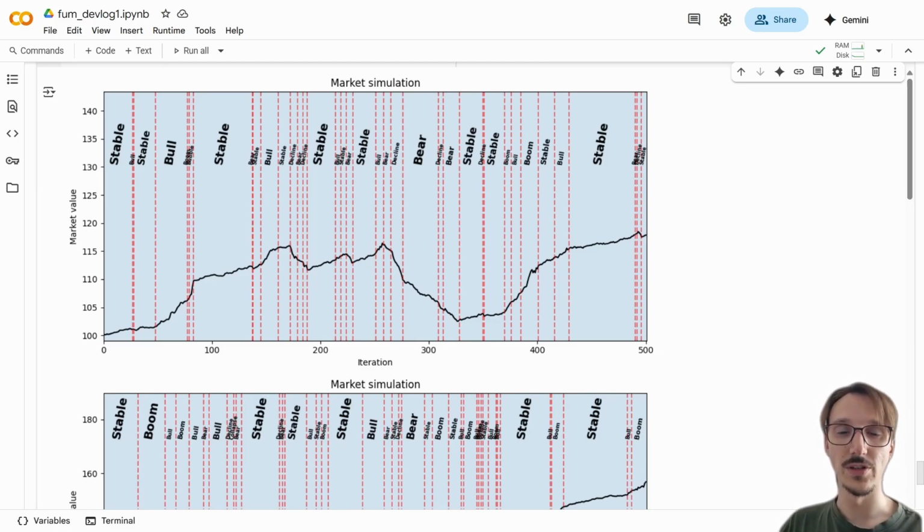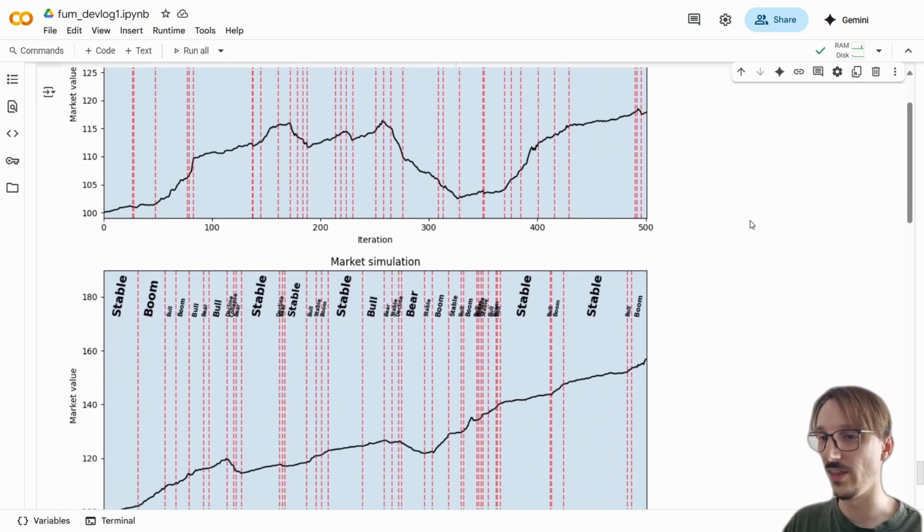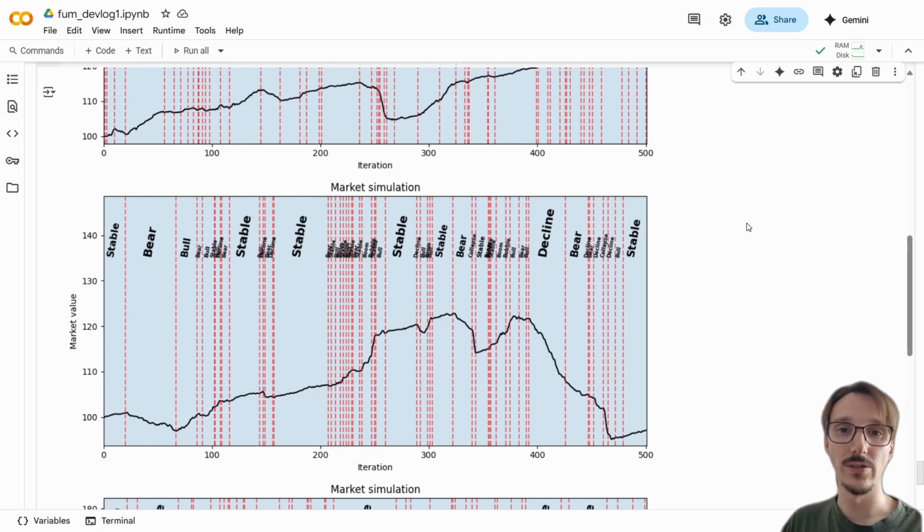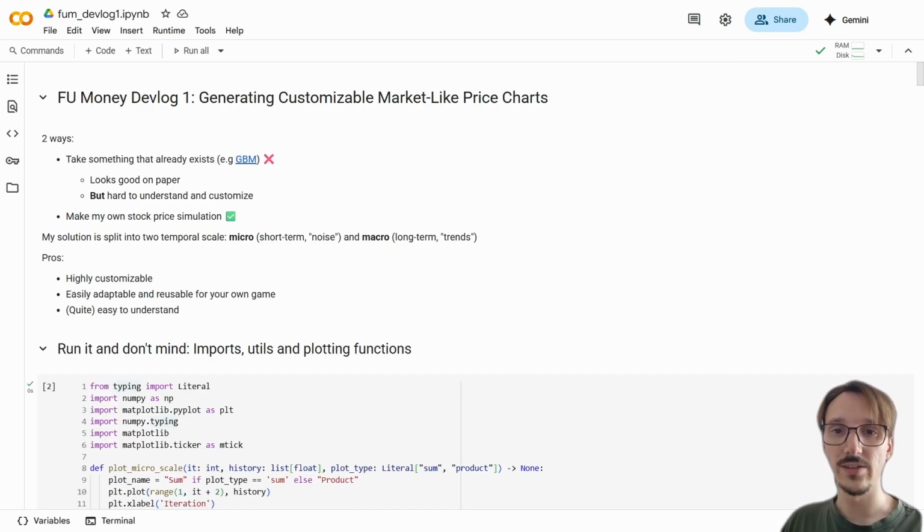Anyway, in this video we'll see how to generate customizable market-like charts like these ones here, because I consider it to be the most interesting part of the code. So you might be interested if you want to build a similar feature for your video game, or just if you're curious. Okay, so let's start from the beginning.